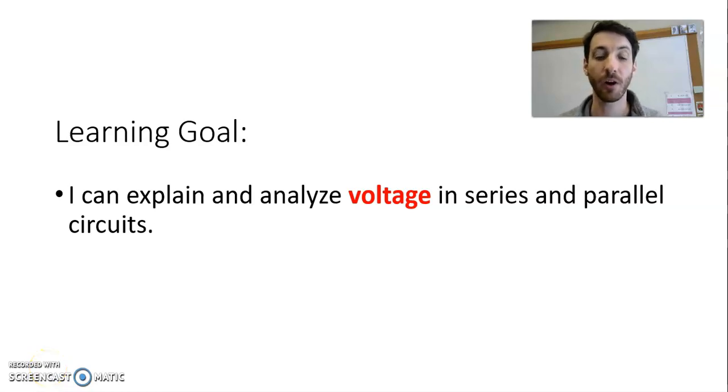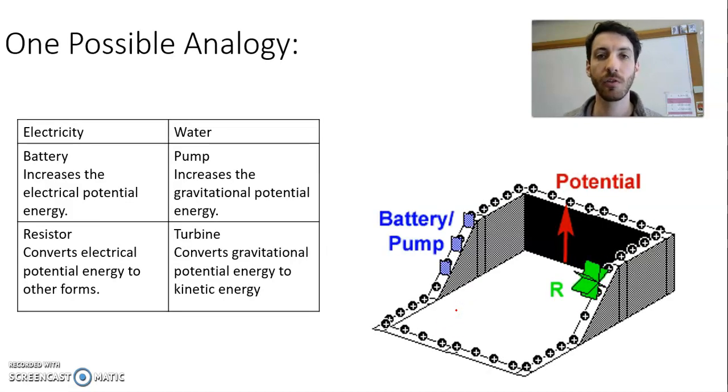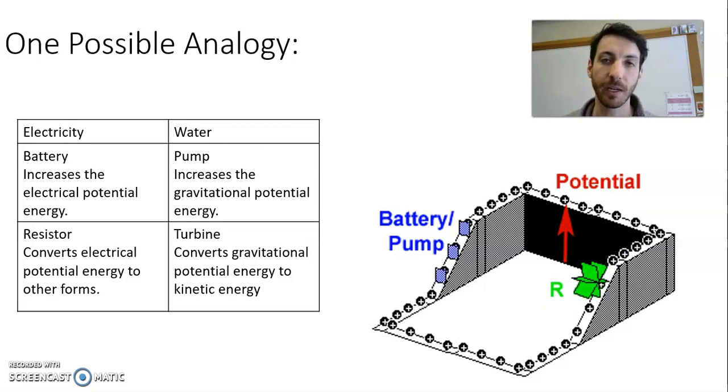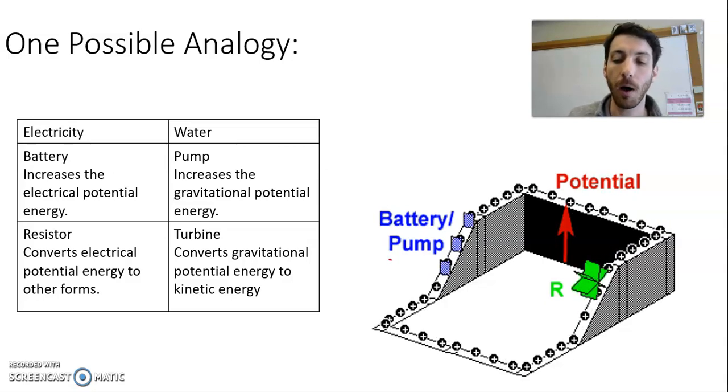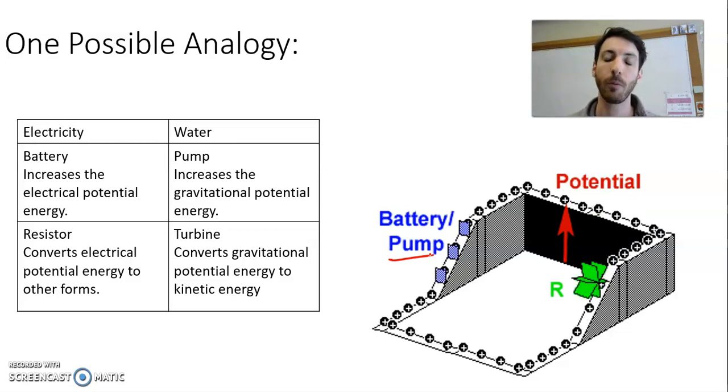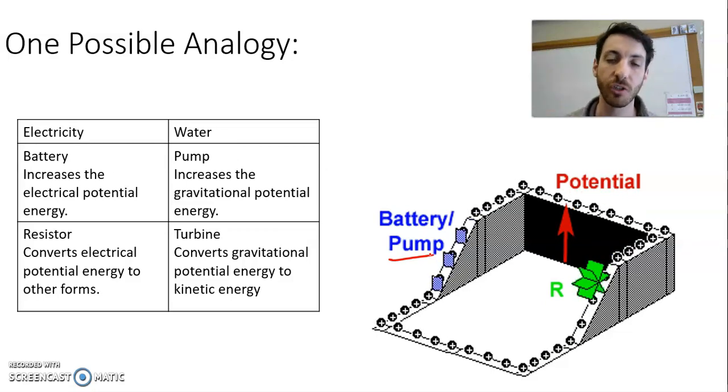In this video, we are going to explain and analyze voltage in series and parallel circuits. So one possible analogy that can be used to help you understand and make predictions about voltages is the water model. In the water model, we have a pump that would pump water, and as it pumps water, it would increase the gravitational potential energy of that water.